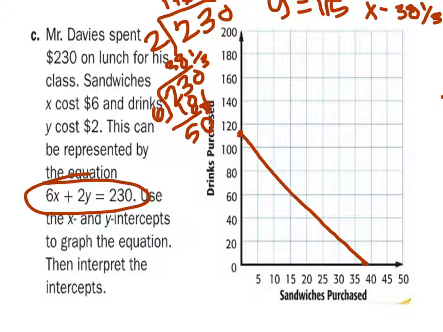Very good, Christian. All right, now, what we still need from this is the interpretation of these. So what is the interpretation of the x-intercept? Well, it looks like you could get 38 and a third of x, which is sandwiches purchased, and zero drinks. Well, what about the y-intercept? Well, y is drinks purchased, and it looks like you could get 115 of those. Exactly, which means you would get zero sandwiches. Okay?